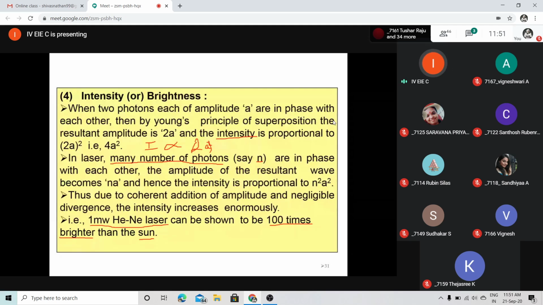So we have discussed four parameters today, starting from directionality and divergence. Then we went to monochromaticity, where we talked about the change in frequency shift related to the change in wavelength. After that, we discussed Doppler broadening, then collision broadening, and the third one, natural broadening. Next was coherence, where we dealt with spatial coherence and temporal coherence.